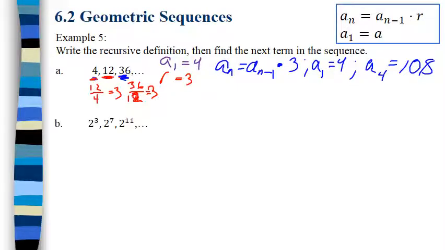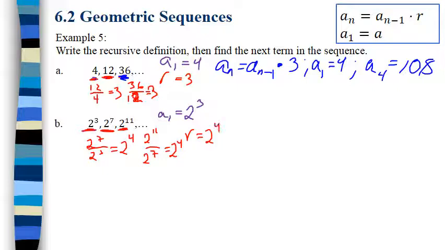Okay, let's try this one. So again, we need our starting point, which is 2 to the third. So a sub 1 equals 2 to the third. And then to get our common ratio, we're going to take the second term and divide it by the first term. So 2 to the 7th divided by 2 to the 3rd is 2 to the 4th. And just to double check, the third term, 2 to the 11th, divided by the second term, 2 to the 7th, is also 2 to the 4th. So we know that the common ratio is 2 to the 4th.